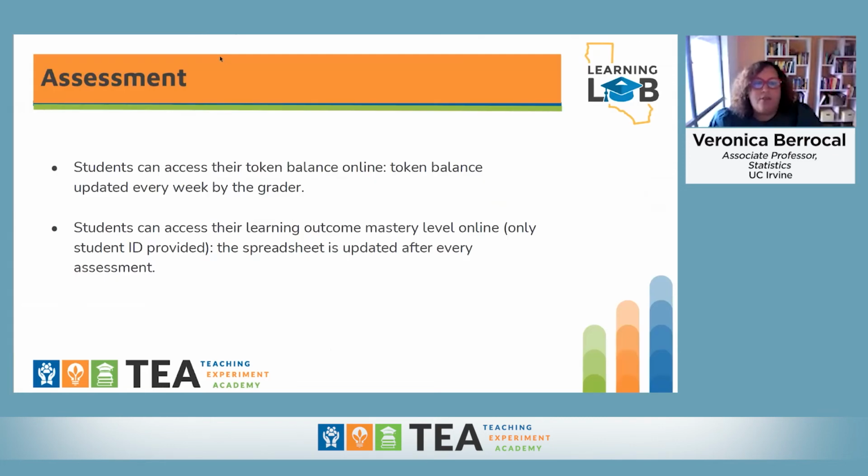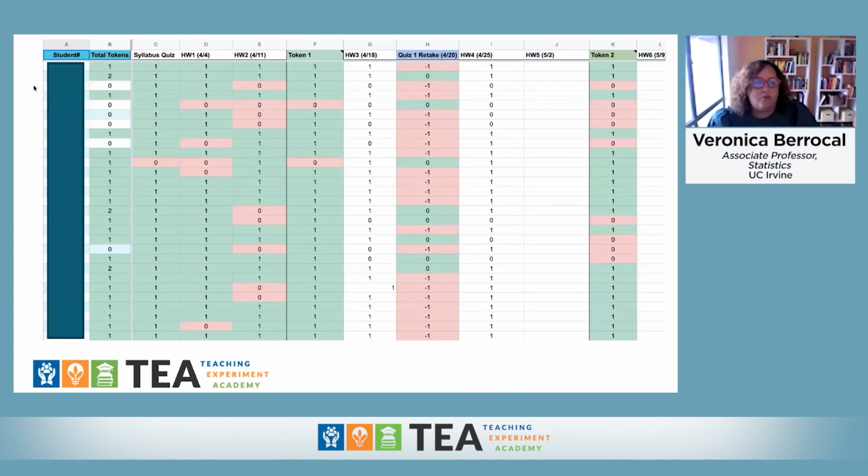Students will have an understanding of where they are in terms of the learning outcomes when we return the paper quizzes back to them, but they can also access that information online. So we have a Google Sheet that gets updated every week with the token balance, and it also gets updated after every quiz assessment. So the students can know what learning outcomes they have mastered and what they did not. And here is a quick snapshot of the token balance that the students can see online. There are the student ID, and then they can see how many tokens they have.